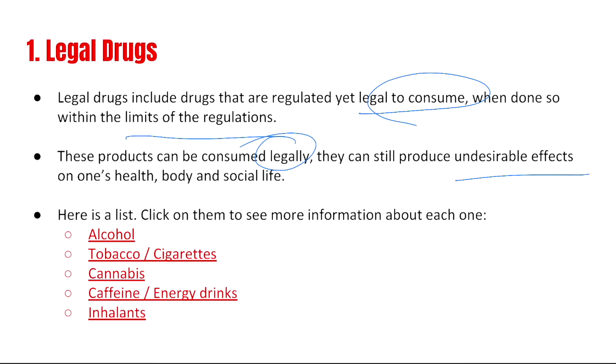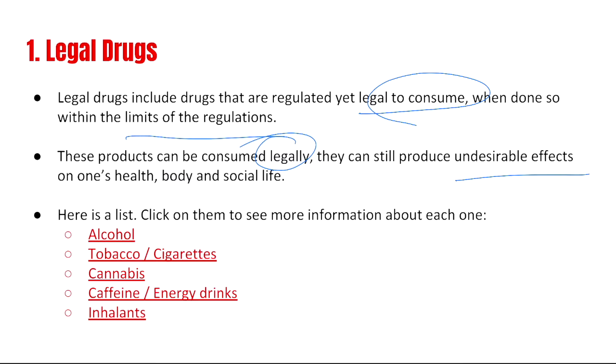Here is a list. We've got alcohol, tobacco, and cigarettes. We've got cannabis. We've got caffeine and energy drinks, and inhalants. These are all considered legal drugs. If you open up the Google slide, you can click on any one of these to learn a little more about each one.